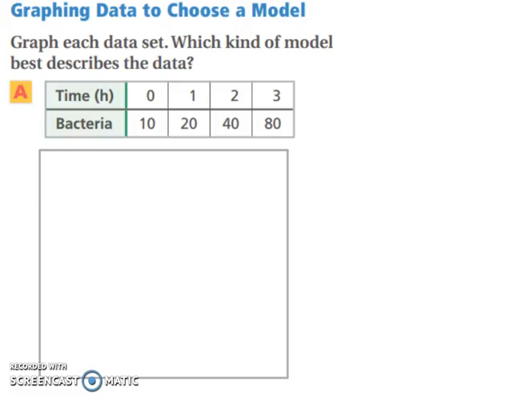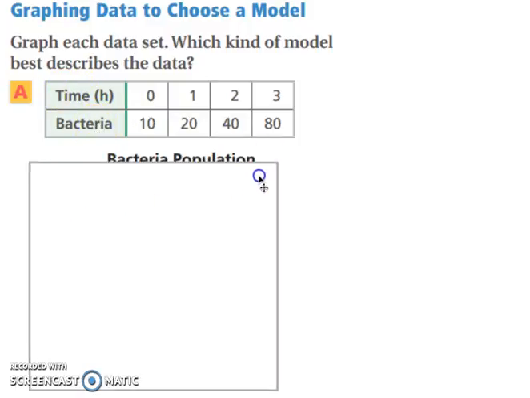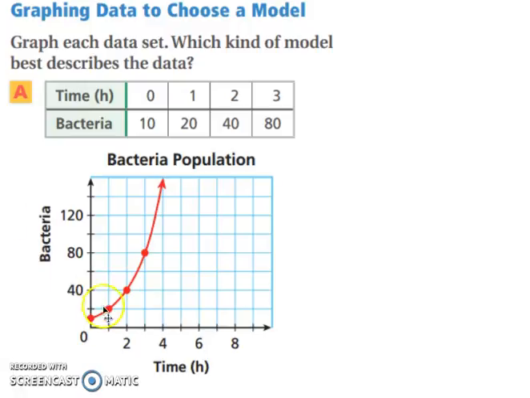So now let's try graphing data to choose a model. We're going to graph each set of data that's in the table, and then we're going to state which kind of model it best describes, whether that's linear, quadratic, or exponential. When we plot the points, the top is the x value and the bottom is the y value. So let's plot these points. We have our 0, 10, our 120, our 240, and our 380. Notice how it's coming up rather rapidly from left to right. So therefore, it is exponential.